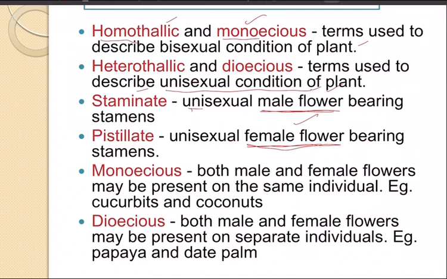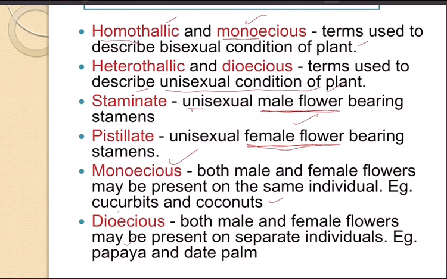Now, monoecious, as I said, mono means single. Both male and female flowers may be present on the same individual. Here, male flower will be there in one branch, female flower will be there in another branch. Both the branches will be in the same plant, then we say monoecious plant. Example, cucurbits and coconuts. Dioecious. Both male and female flowers may be present on separate individuals. Here we say male plant and female plant.